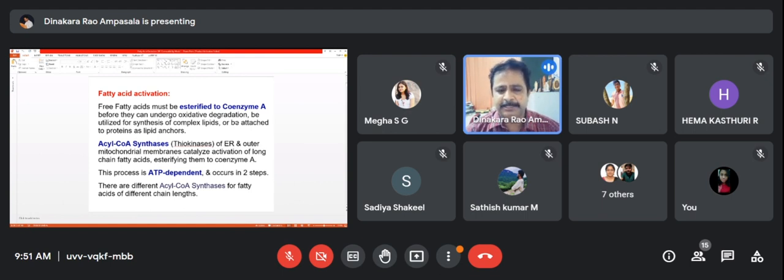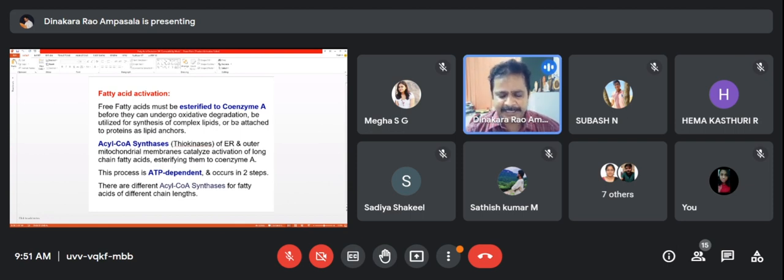Okay, before they undergo oxidative degradation, they are utilized for synthesis of complex lipids, or attached to proteins to become lipoproteins. So before all these steps, the fatty acid molecule has to be activated, and that activation will be done by esterification of the coenzyme A molecule.